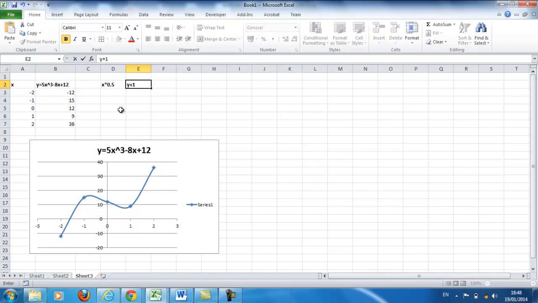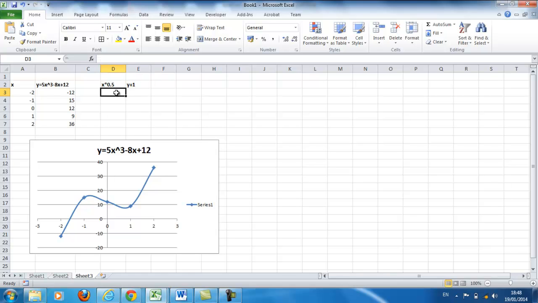Okay, so scaling is always multiplication, and translation is always adding or subtracting. So when we're scaling, we're making something bigger or smaller, in this case smaller, because it's by a half, and when we're translating, we're moving the set of values. So we're moving it to the left, the right, up or down. In this case, we're moving it up by 1 unit.